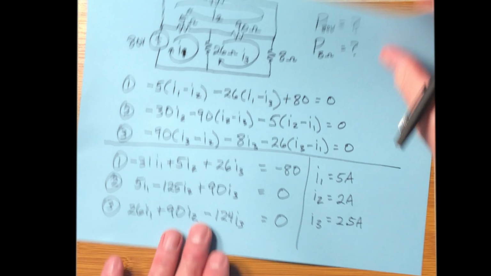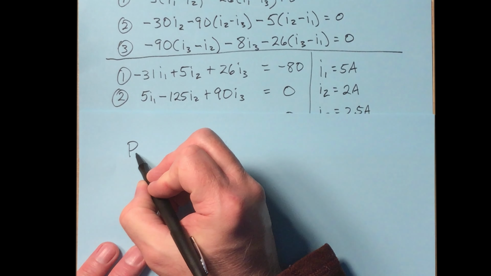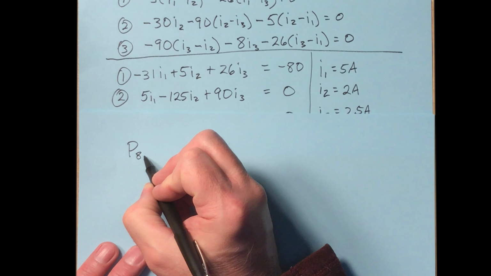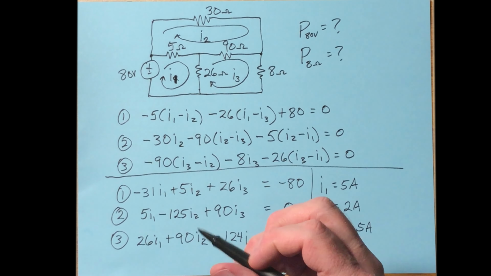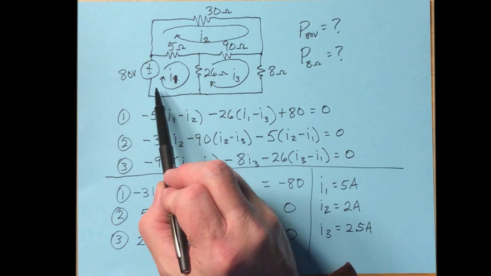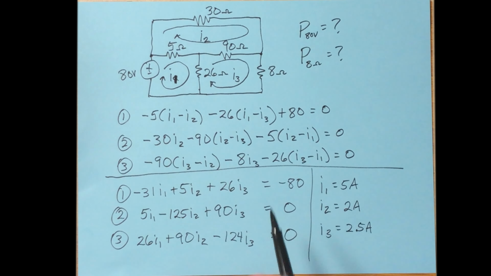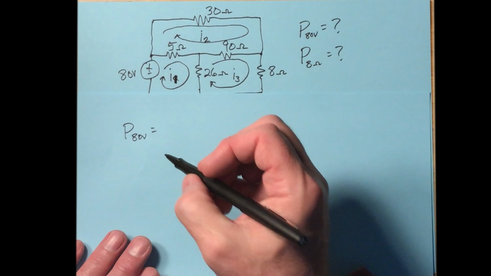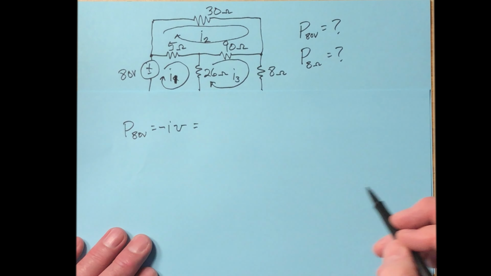I'm going to move down to another sheet of paper. The power for the 80 volt source, I need to either write P equals IV or P equals minus IV. I look at the current, it's going in through the negative side. So that's going to be P equals negative IV. So P equals minus IV is going to be the form of the equation.